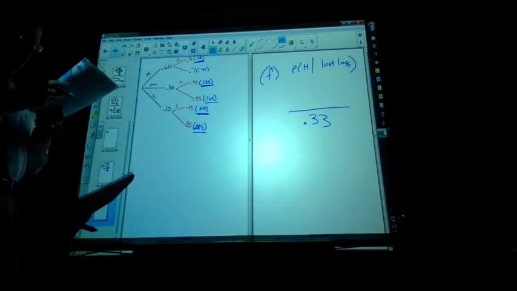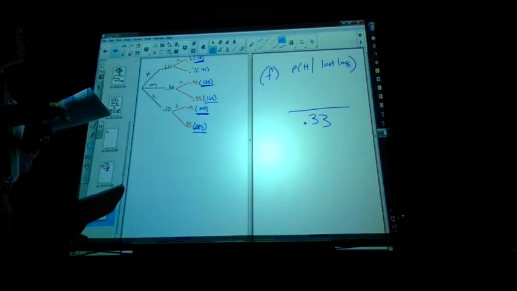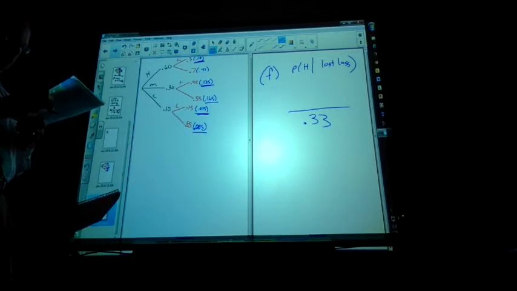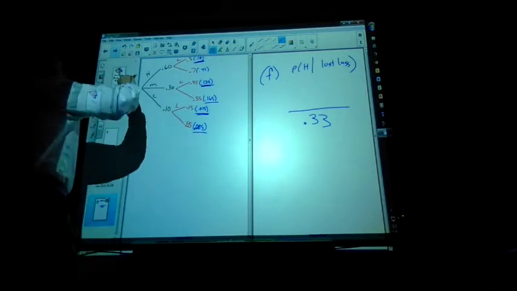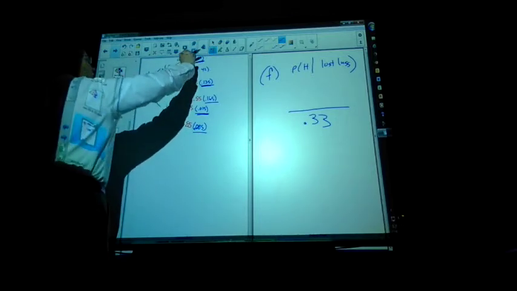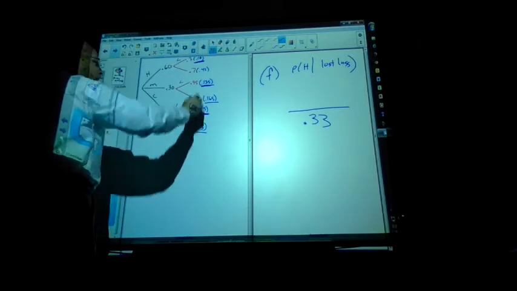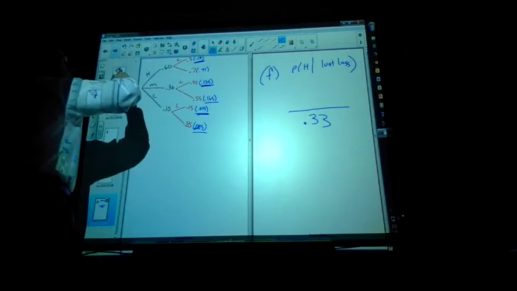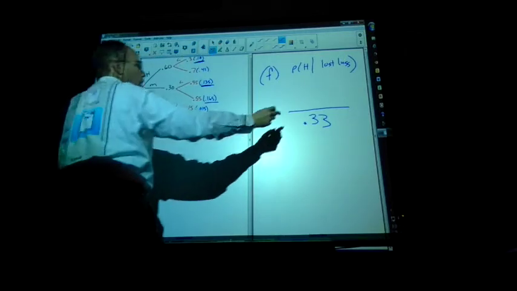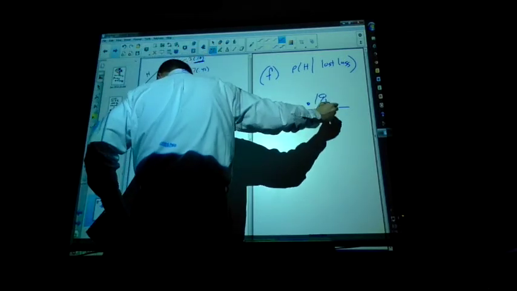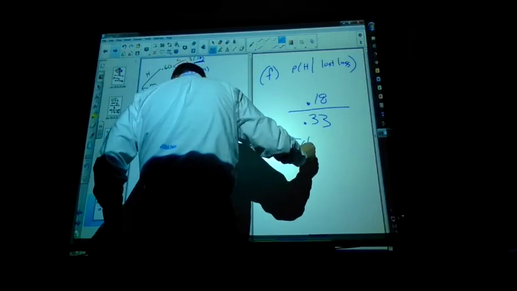Probability we go to Hawaii? Yeah, it's got to be 0.18. So we're going to choose this with that. So we're doing the lost luggage. We know we lost luggage, so we have all the lost luggage as 0.33. We're going to Hawaii, and the luggage was lost as 0.18. And that gives me 54.5%.